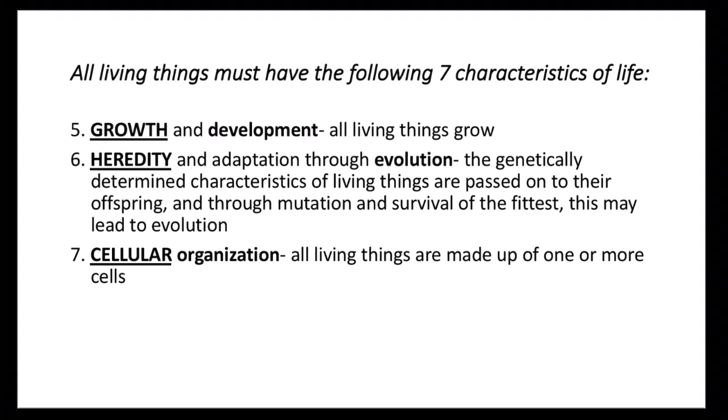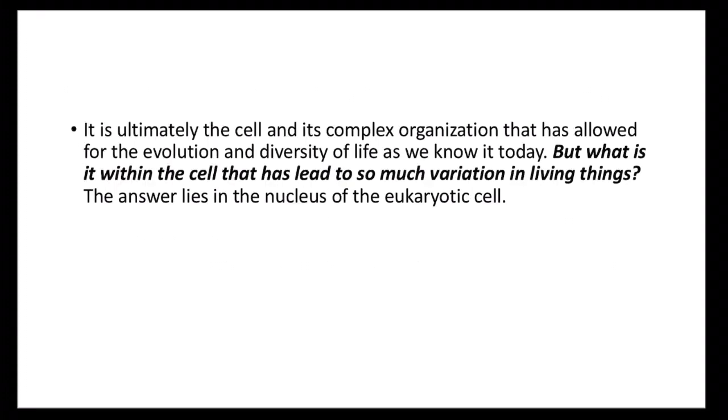Number 7 is our last characteristic of life, and this is cellular organization. So all living things are made up of one or more cells, and these cells communicate together to usually carry out a function. It is ultimately the cell and its complex organization that allowed for the evolution and diversity of life as we know it today.